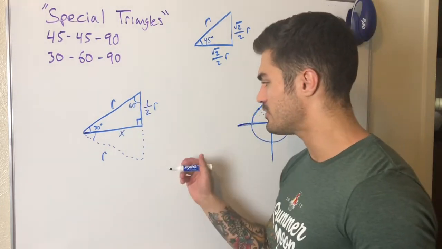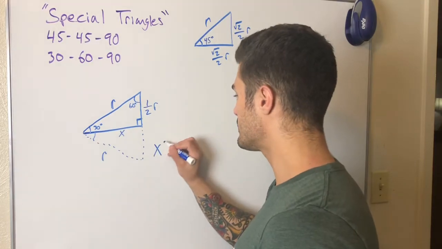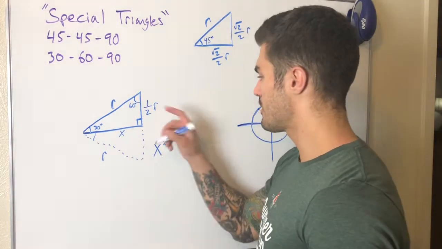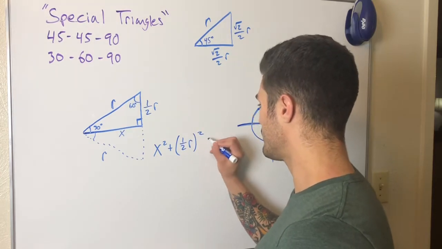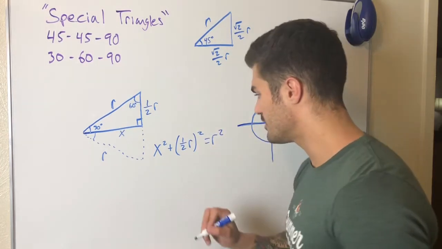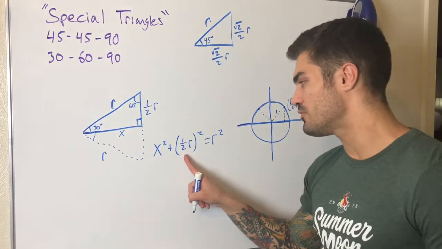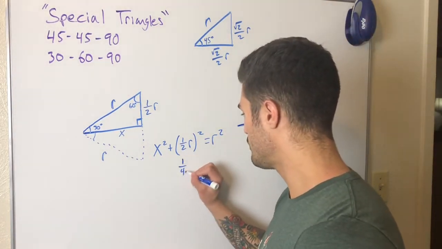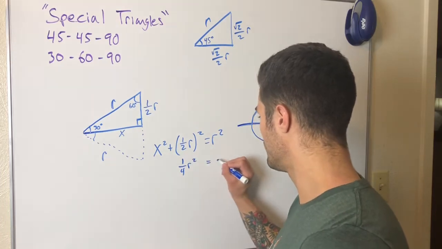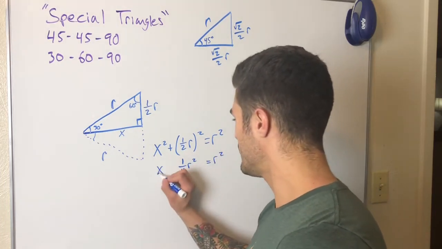So I'm going to go ahead and write that out in a formula down here. x squared plus, and this whole 1/2 r is squared. Be careful with that. (1/2 r) squared equals r squared. So 1/2 times 1/2 is 1/4. r times r is r squared. So that becomes 1/4 r squared. And we still have the x squared out here.